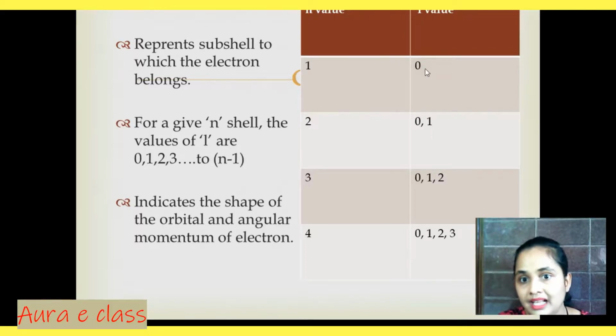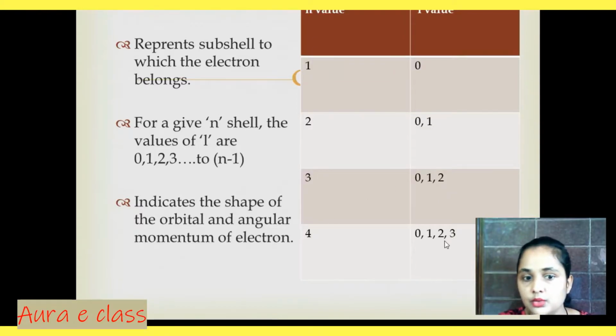So 1 will have 0. If I take 2, 0 to n minus 1: 0, comma, what is n? 2. 2 minus 1. What is 2 minus 1? 1. So I'll have 0, comma 1. If it is 3, 0, comma 1, comma 2.